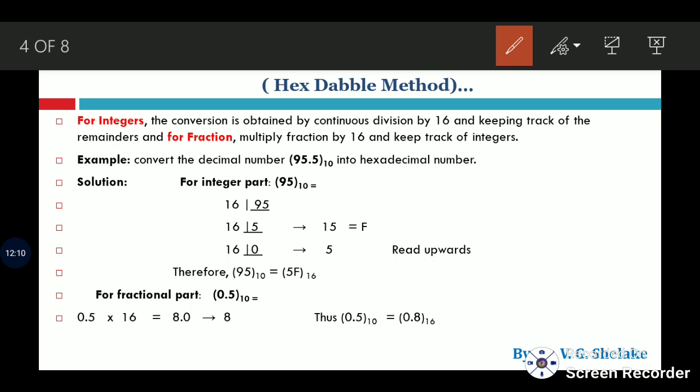Means for the hexadecimal method, the integer part is divided successively by 16, we keep the track of remainders and read the remainders in upward direction. And for the fraction part, we multiply the fraction by 16 and keep the track of integers, and the integers are noted down in downward direction.